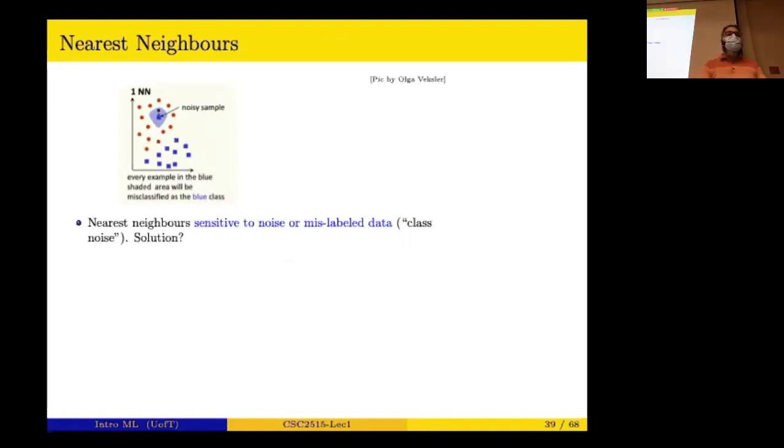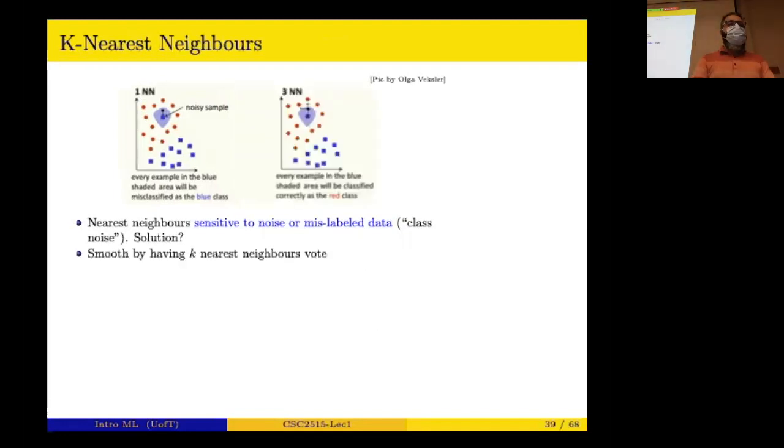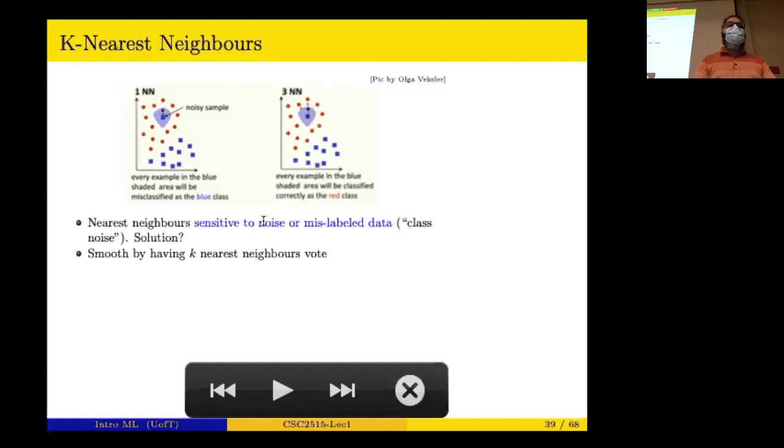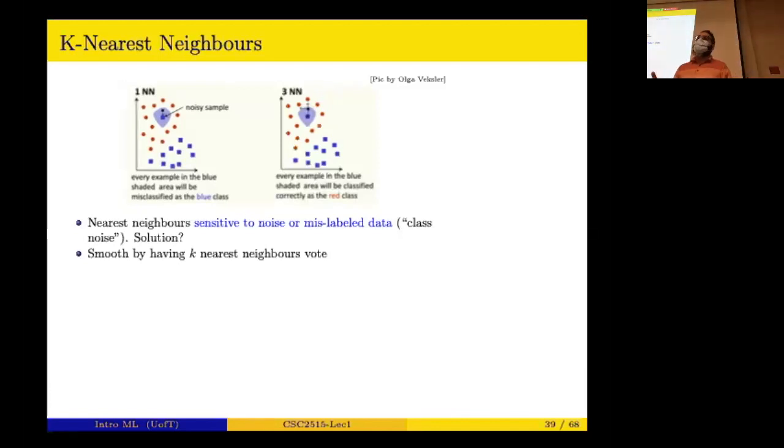The problem with nearest neighbor is that it can be sensitive to noise or mislabeled data. If you have a point that should actually be an apple, but somehow you mislabeled it as orange, that causes an error. So instead of just looking at the closest point, we look at the k nearest points, and k can be a number larger than 1. For example, we can look at 3 nearest points or 5 nearest points or 10 nearest points.